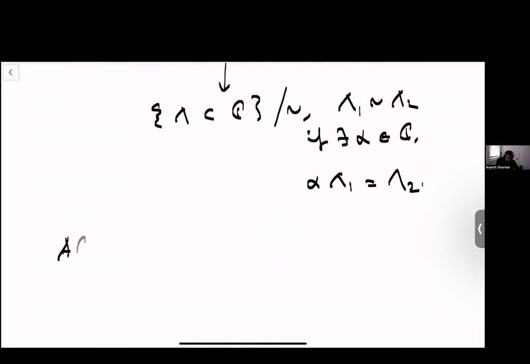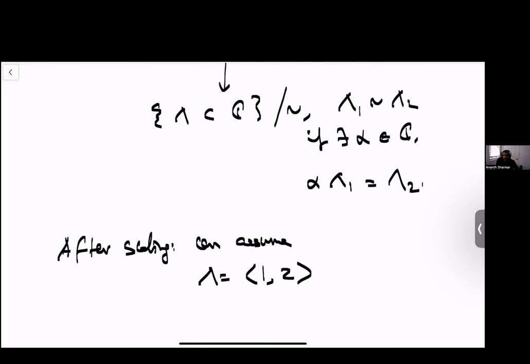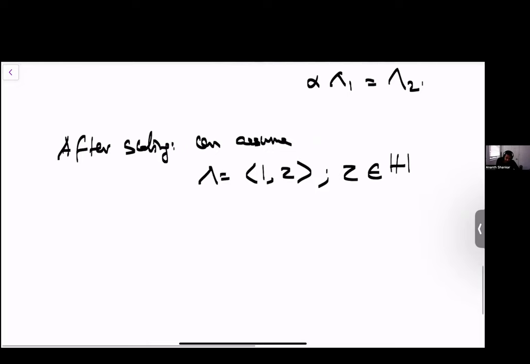All right. So after scaling, you can assume that your rank 2 lattice has a Z basis of the form 1, tau. So given any two basis vectors, you can always scale so that one of them becomes 1. And by replacing tau by minus tau, you get the same lattice. And so you can assume that tau is in the upper half plane, which is just the set of all complex numbers with positive imaginary part.